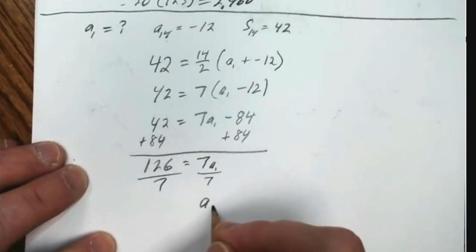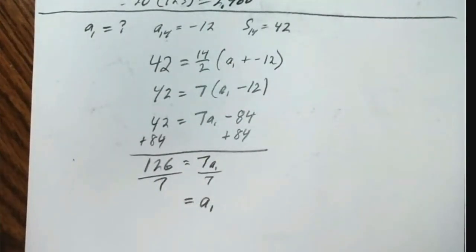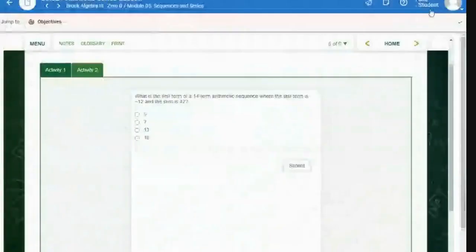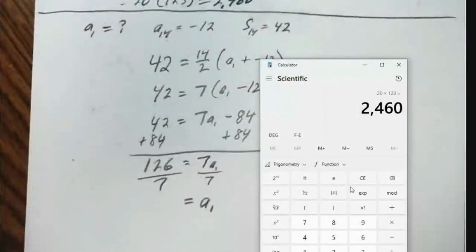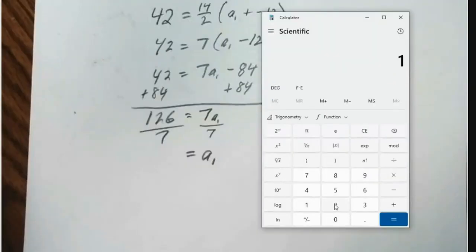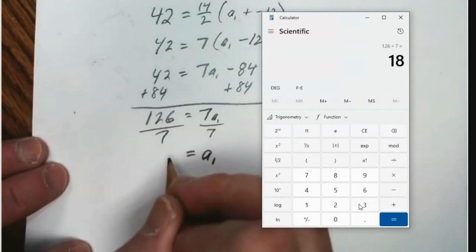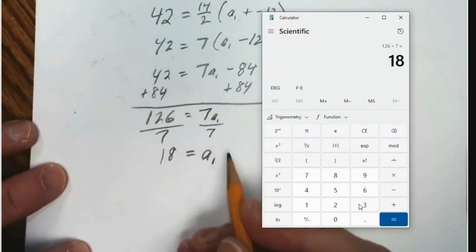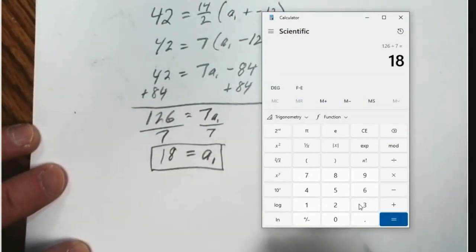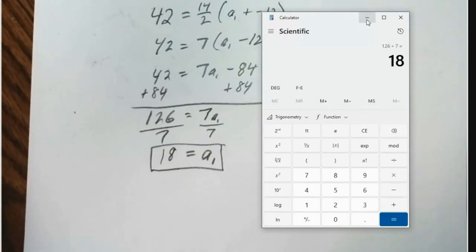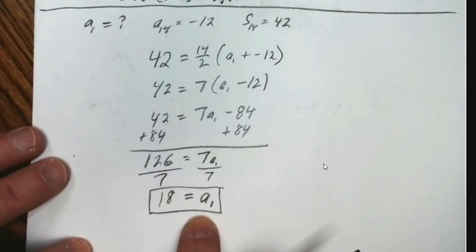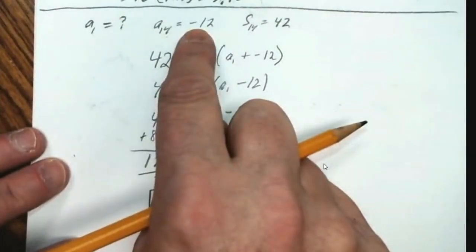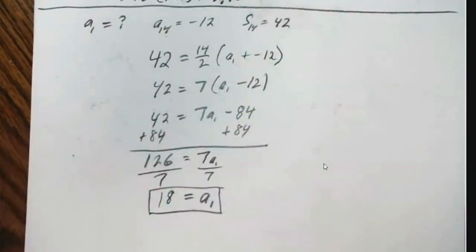So a1 equals, and we can pull up our calculator, make sure we got that right, but I think it should be 18, right? 126 divided by 7, 18. So now we know the first term is 18, and that's the answer. So it starts at 18, it goes to -12. If you add them all together, you get 42.